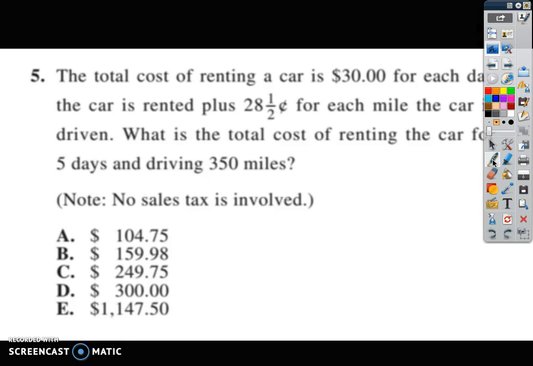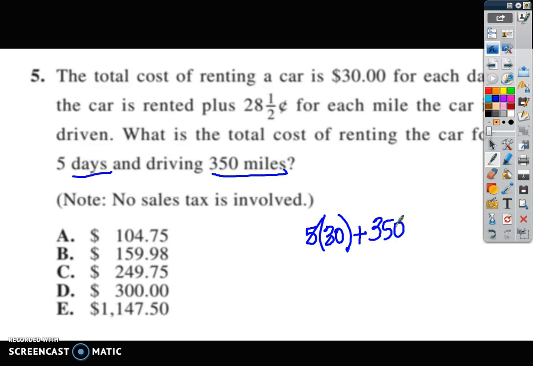Okay, number 5, you're going to rent a car $30 a day, 28.5 cents a mile. So $30 a day, 28.5 cents a mile. So they tell you how many days and miles you're going to do. You're going to do 350 miles in 5 days. So we just got to multiply that out. So $30 for 5 days would be 5 times 30 plus, and they're going to do 350 miles times 28.5 cents.